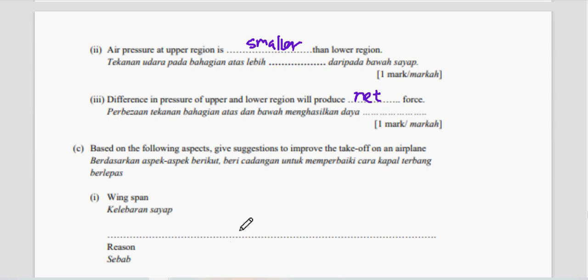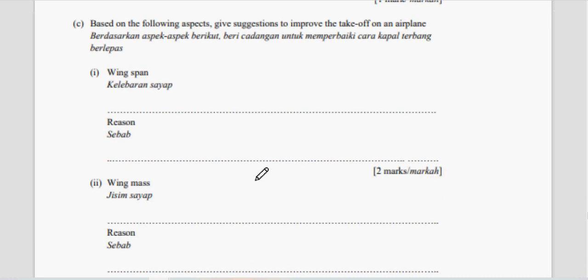Next one. Based on the following aspects, give a suggestion to improve take-off for the aeroplane. So they give you wingspan, which means the width of the wings. So this one should be greater.